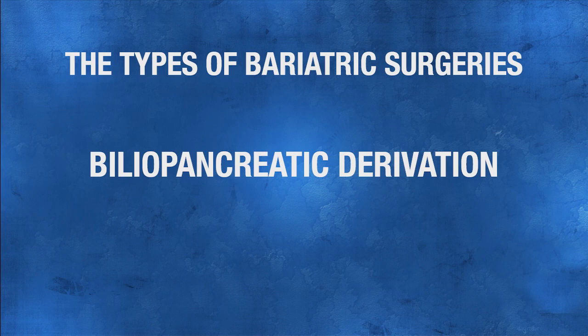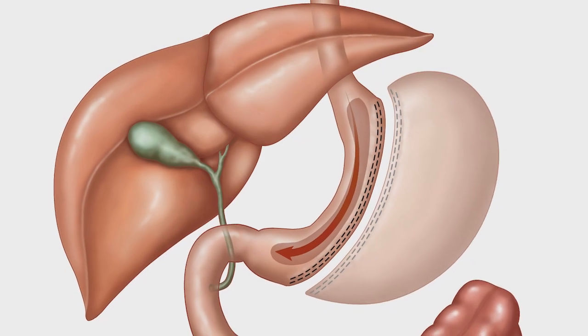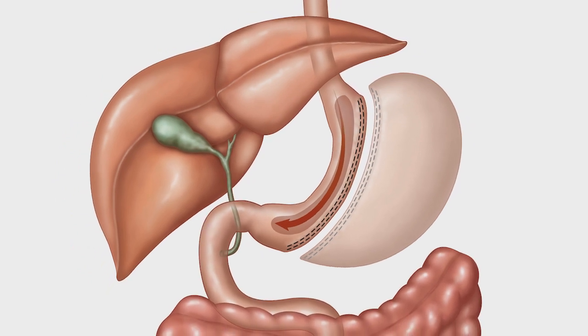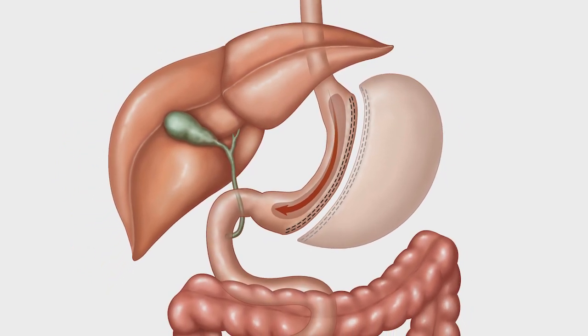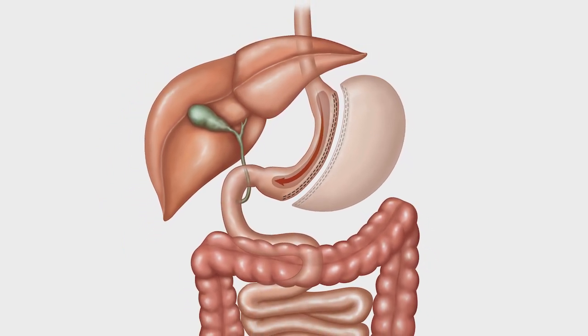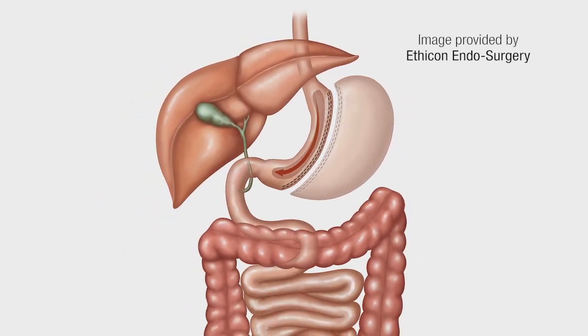Biliopancreatic derivation. Biliopancreatic derivation involves two weight loss mechanisms: restriction and malabsorption. The stomach is sectioned to create a stomach in the shape of a banana. This new stomach holds about 220 cc's, or 8 ounces, or a reduction of about 50% of your stomach. The other part of the stomach is removed. This is the restrictive aspect of the surgery.